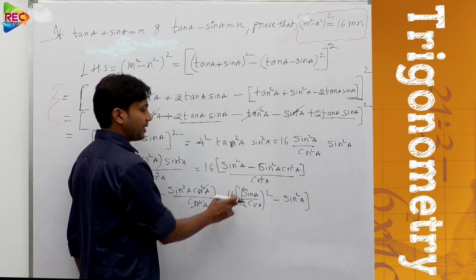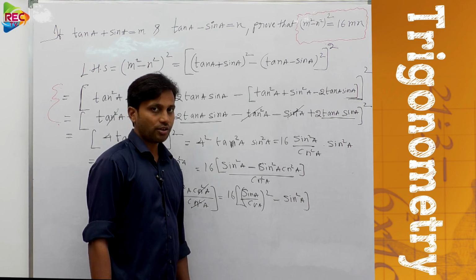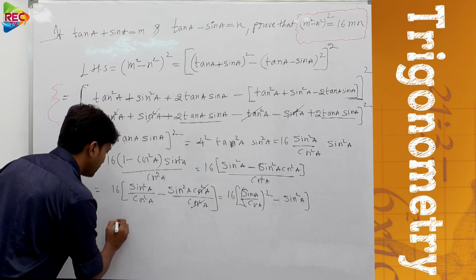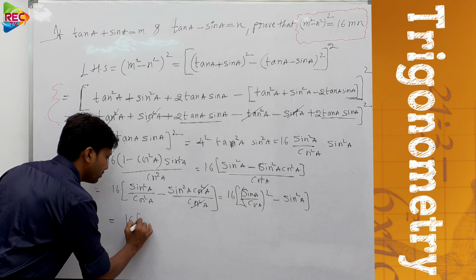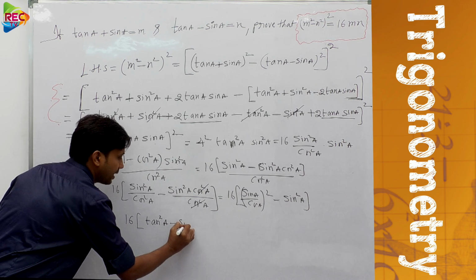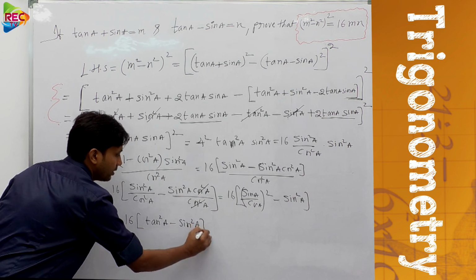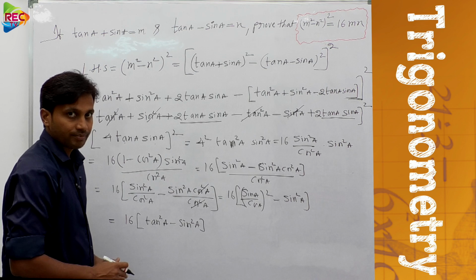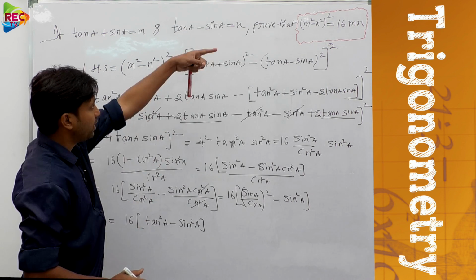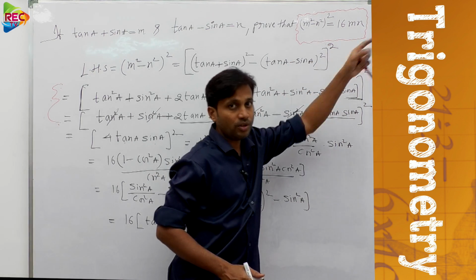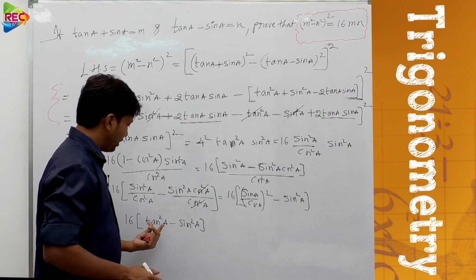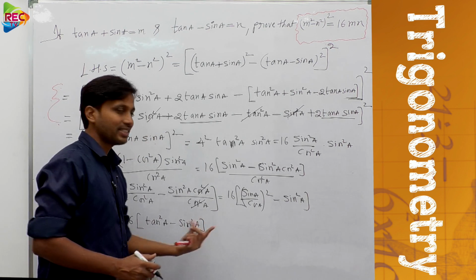Now tell me, what is sin a by cos a? This ratio represents tan or not? So tan a whole square, that is tan square a. Okay, just see, 16 into tan square a minus sin square a. So almost it is simplified, but still we need to do some simplification, because here we couldn't split this into 16 m n. So some more procedure is left over.